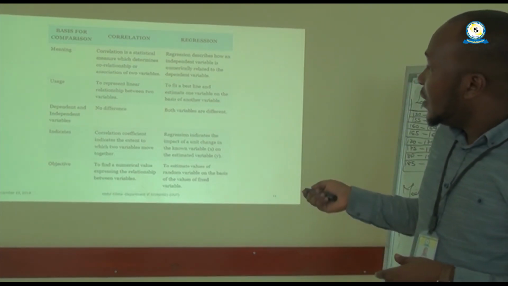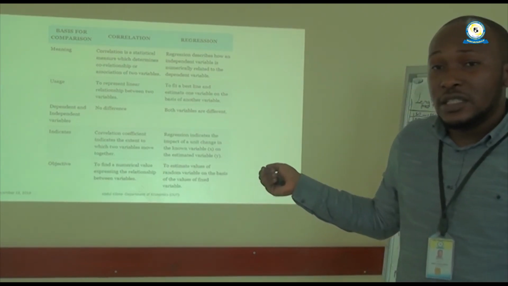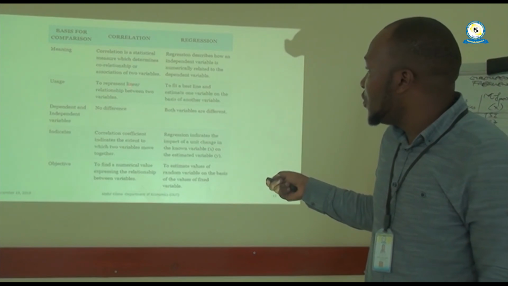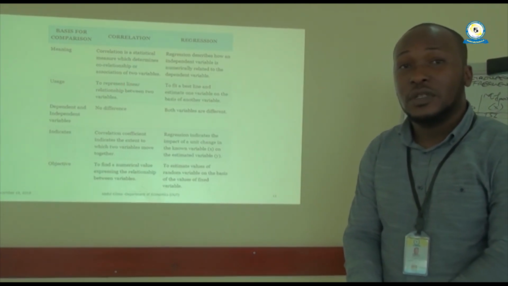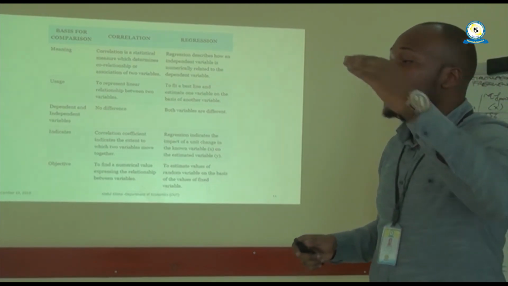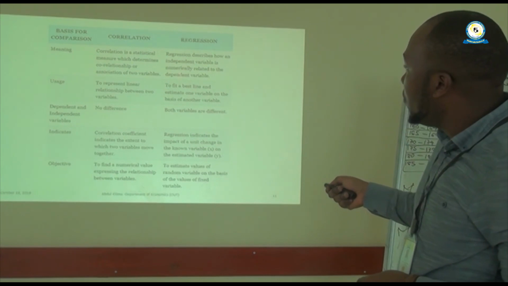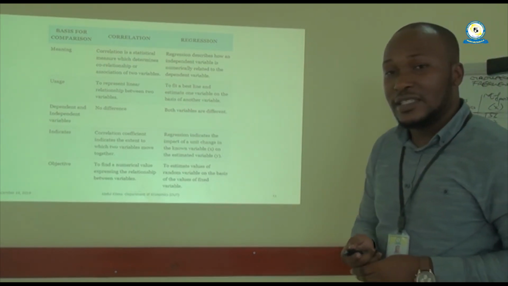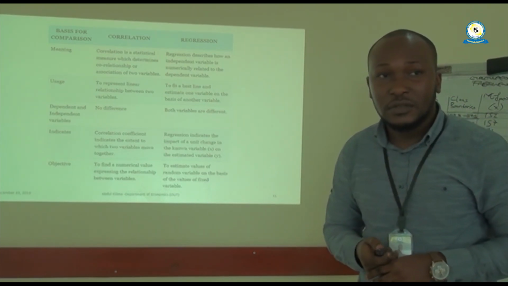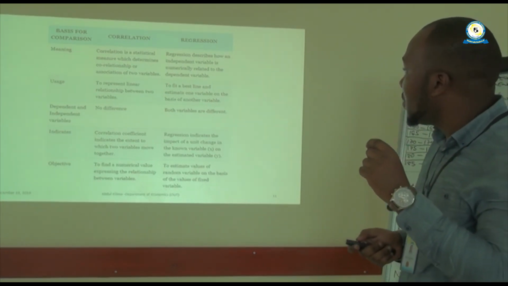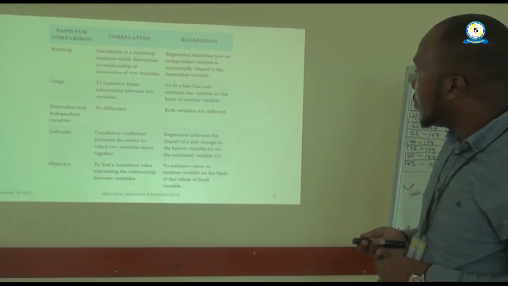Okay? Another one is the usage. In correlation, you want to present the linear relationship between two variables. How are they plotted in just a line? You just draw a normal line. But in regression, you want to fit the best line, as I said before, and estimate one variable on the basis of another. Even for the minimum observation, you want to see how it fits to another.